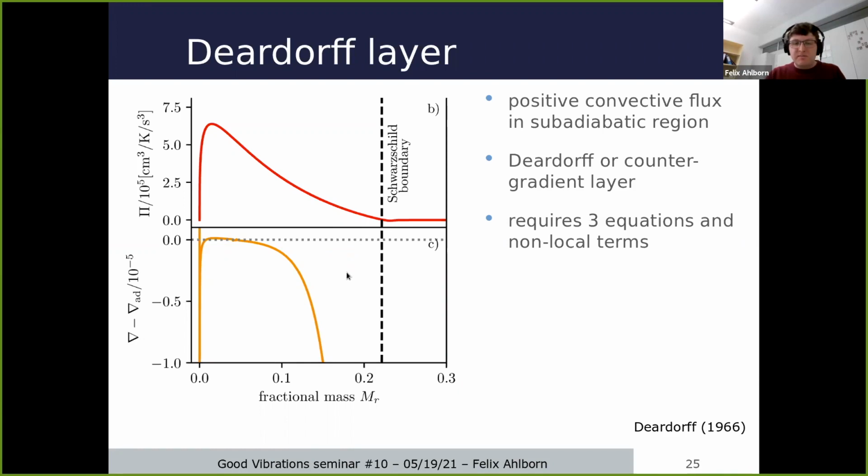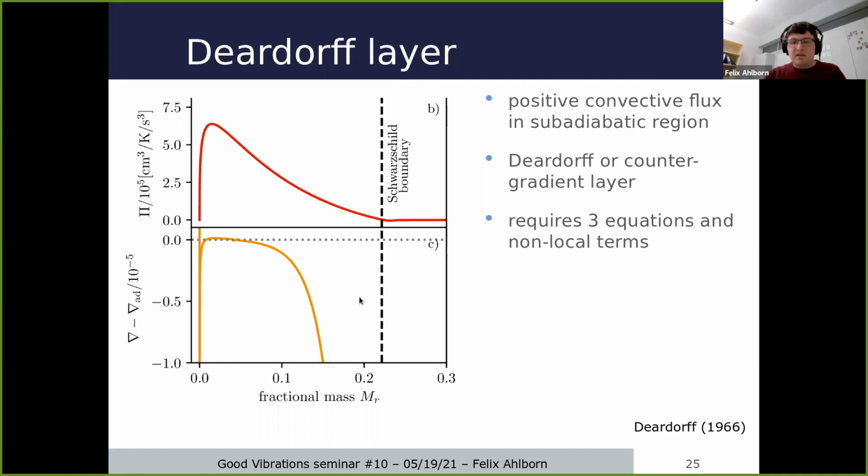This means that in this model, the superadiabatic temperature gradient cannot be driving the convection in this region, because it's simply subadiabatic. So something else must be driving the convection, which in this model are the non-local terms of the convection model. Such a layer is also known as a Deardorff layer or counter-gradient layer, because convection is here working against the gradient, and it is known from the atmospheric sciences, for example.